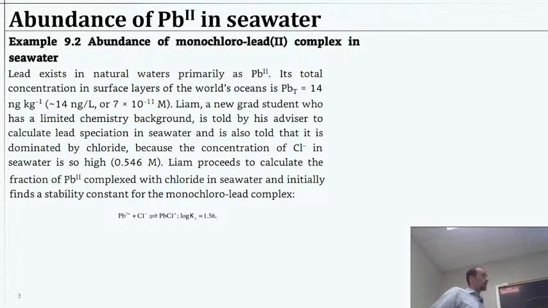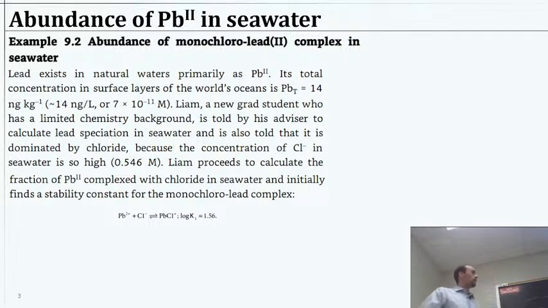Now, Liam is a new grad student with limited chemistry background. Think of yourselves: by the end of this class, you have a pretty good chemistry background, but we're halfway through the course and you're not feeling great about it. So you might feel like, okay, I've got limited chemistry background, maybe I'm not ready for this. So think as if you're him. He is told by his advisor to calculate lead speciation in seawater, and he's also told that it's dominated by chloride because the concentration of Cl- in seawater is so high, more than half a mole per liter.